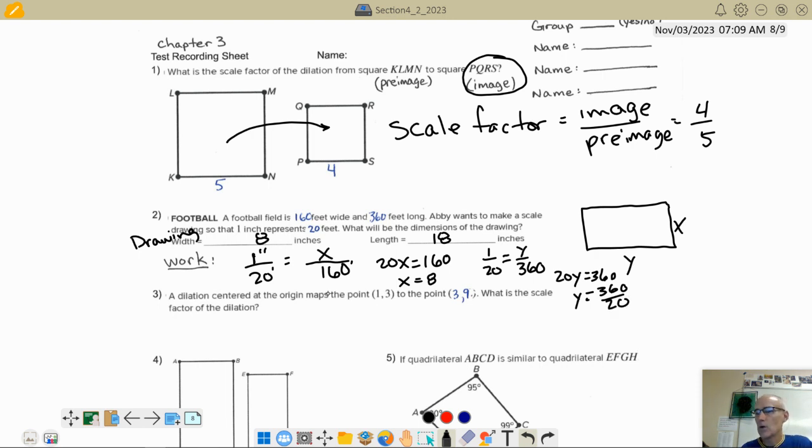All right, so it says a center dilation maps this point to that point. So this is the image over here. This is the pre-image over here. So we take the image divided by the pre-image. You could do either 3 divided by 1 or 9 divided by 3. That's our scale factor, 3 divided by 1.